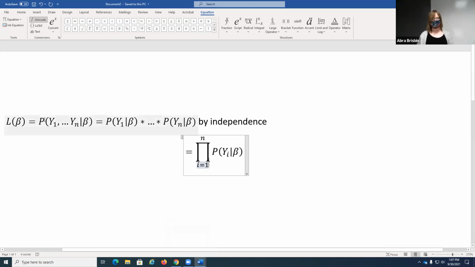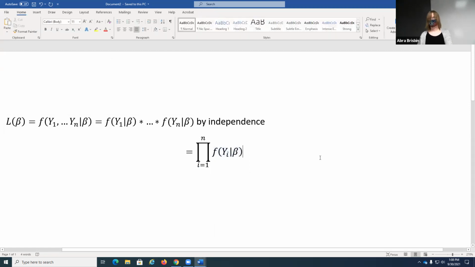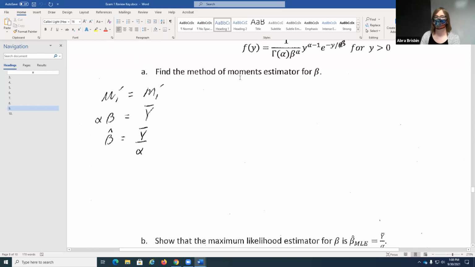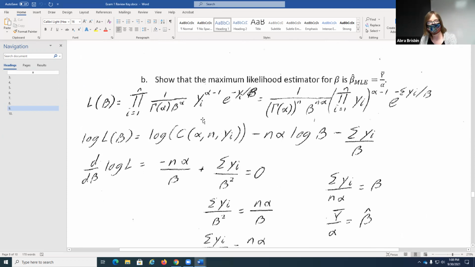Oh, my bad. This was the gamma distribution, which is a continuous random variable. So we should have densities here instead of probabilities. So then we can replace this density function with the density function for the gamma distribution, which we were given in the problem. So that gets us this first version of our likelihood right here.